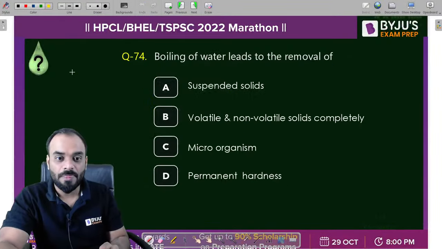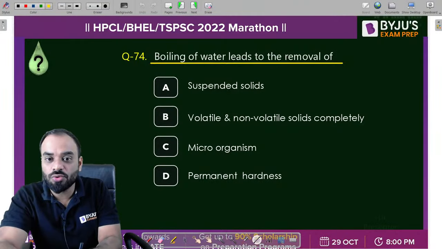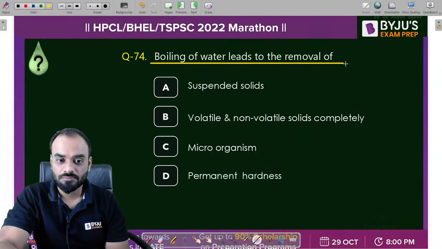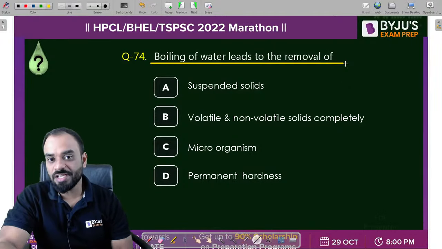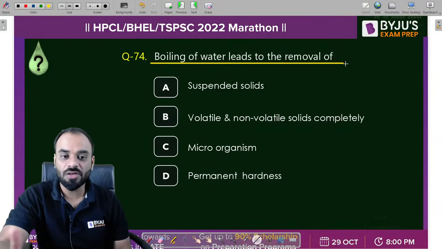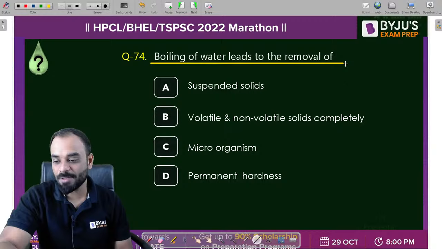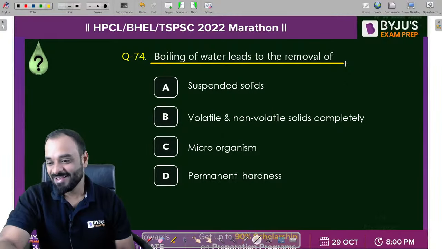Okay. Next question. Boiling of water leads to the removal of what? If you boil the water, then which type of impurity may get removed? D, permanent hardness. How is it possible?